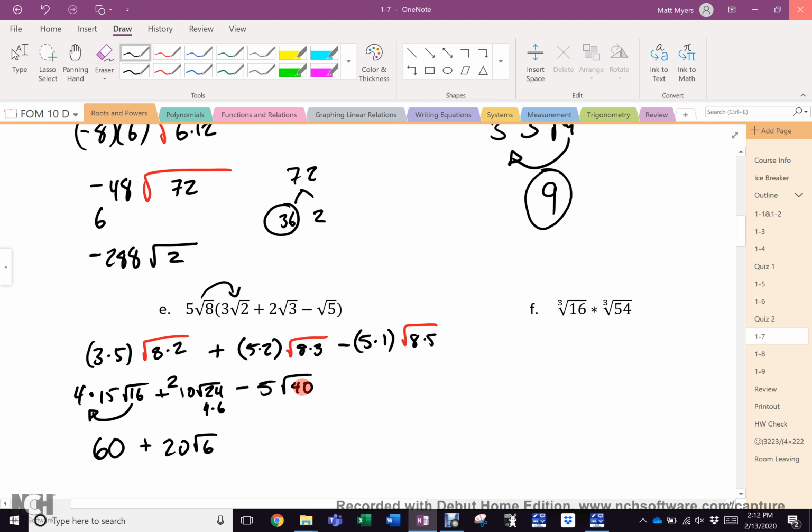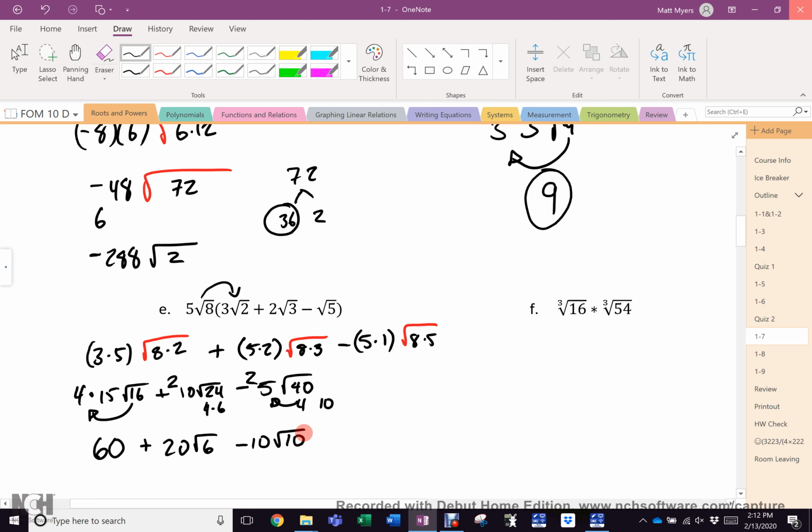40. I would use 4 and 10. Why? 4 has a square root, and 10 we know, even if we break it down, is 2 and 5, no pairs. So we're going to leave 10 alone. So what comes out? And what's already out there? So it's minus 10 root 10.